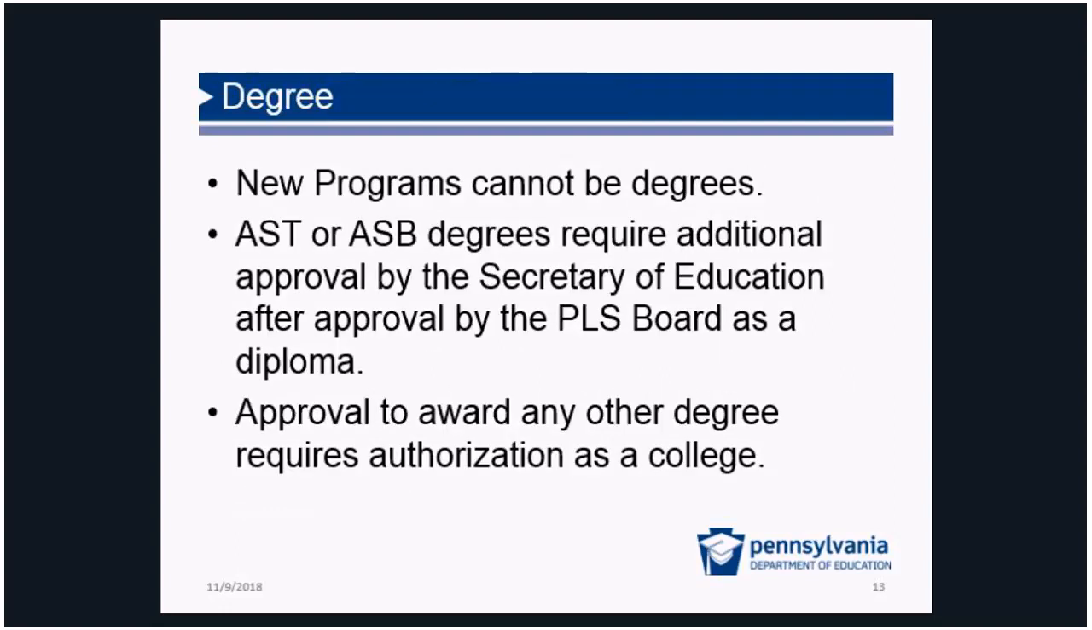Please note that new programs cannot be degrees. If you are already approved to offer the specialized associate degree, you can submit a consolidated application to apply for a new program to award the specialized associate degree. All other degrees, the academic associate degrees, the AA, the AAS, require authorization as a college. Private licensed schools can award certificates, diplomas, and if approved, the specialized associate degree.